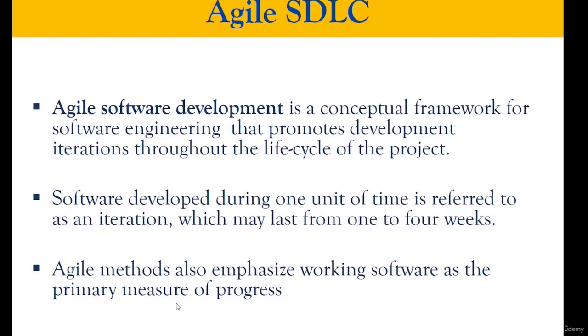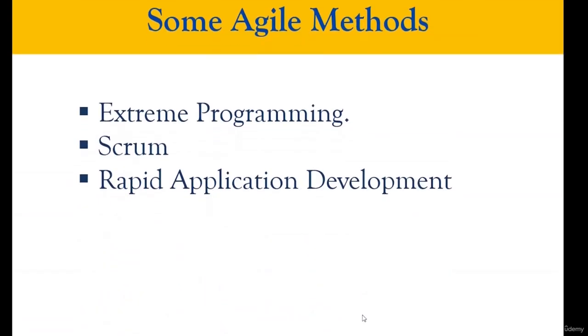Agile methods also emphasize working software as the primary measure of progress. Some agile models I am going to tell you about are extreme programming, scrum, and rapid application development.